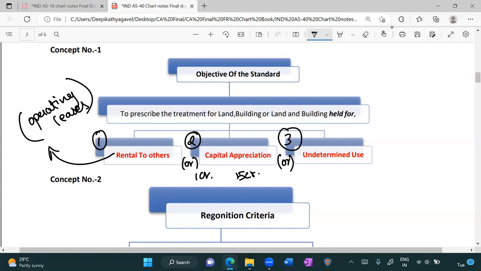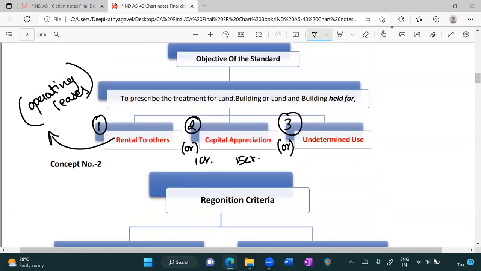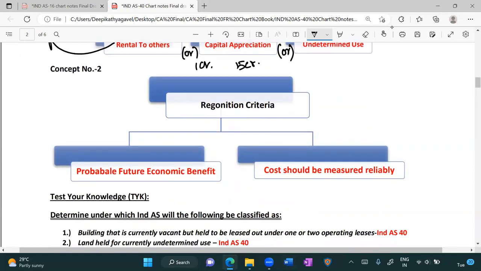IND AS 40 investment property will apply, right? So that is the first concept: IND AS 40's application and scope. Scope of IND AS 40 says what? It will be applied on property which is held for either rental to others, or it is held for capital appreciation, or the use is not yet determined, right? So if it satisfies any one of these three conditions, then it will be treated under IND AS 40 investment property, right?